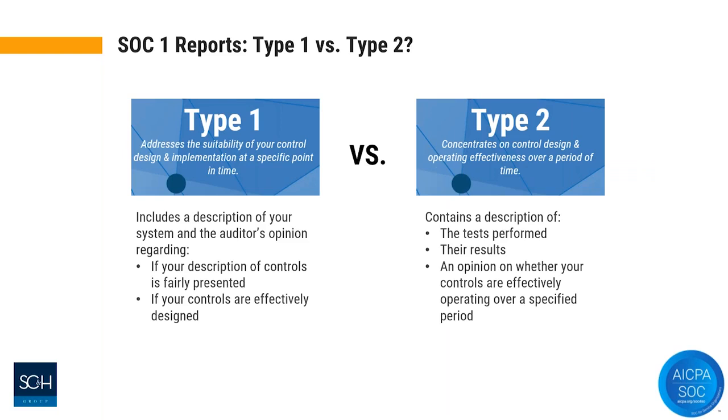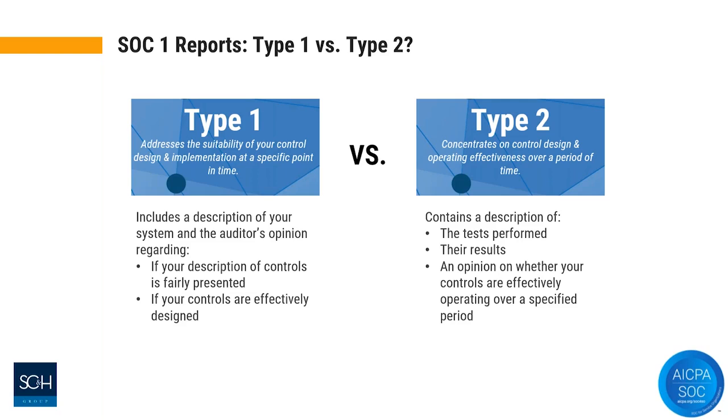Within SOC 1, you then have two types of reports, a type 1 report and a type 2 report. Eventually, pretty much all of your customers and prospects will probably want you to get a type 2 report. The reason being that it gives more assurance to those customers, because a type 2 report audits your controls over a period of time. A type 1 report a lot of time is the starting place.